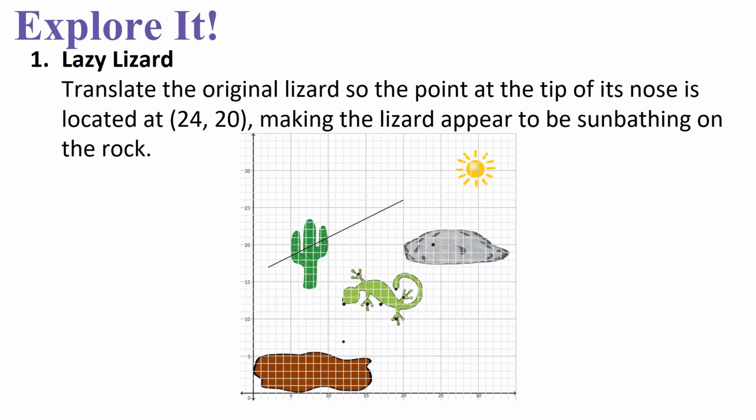All right, lazy lizard. What you're going to do, this lizard wants to translate. We're going to translate the original lizard so that the point at the tip of its nose is located at (24, 20). Remember, this is our X, this is our Y. We want this lizard to look like it's sunbathing on that rock. This right here is a rock, not a potato, okay? So go ahead, give that a shot. Translate all those points so it looks like he is sitting on that rock sunbathing, okay?